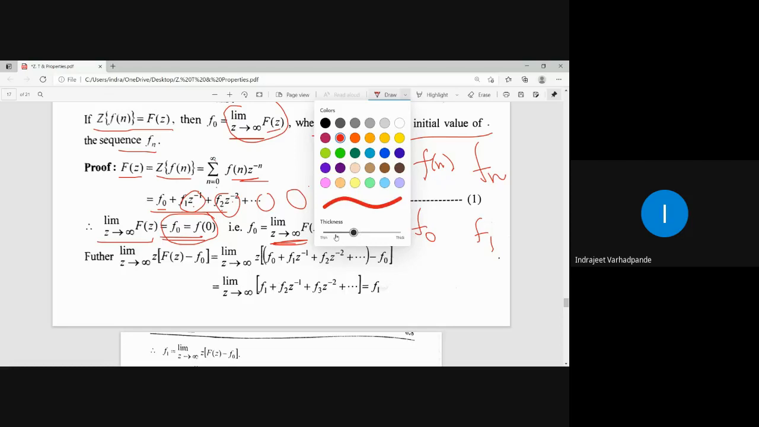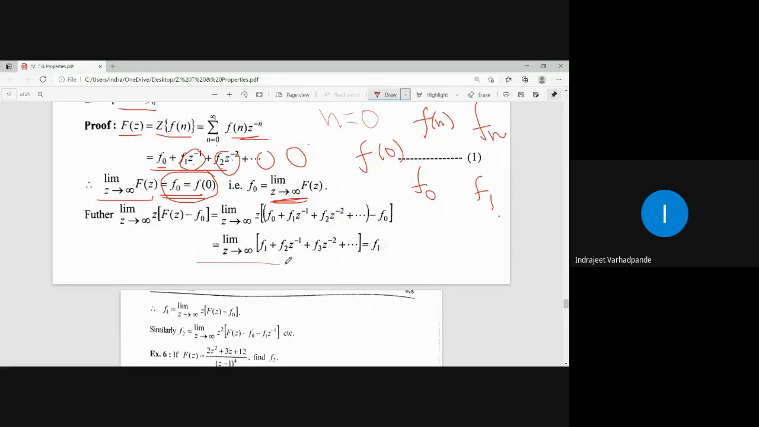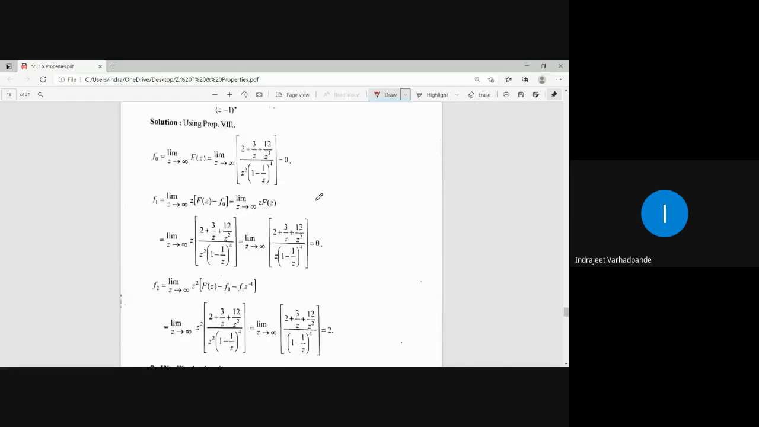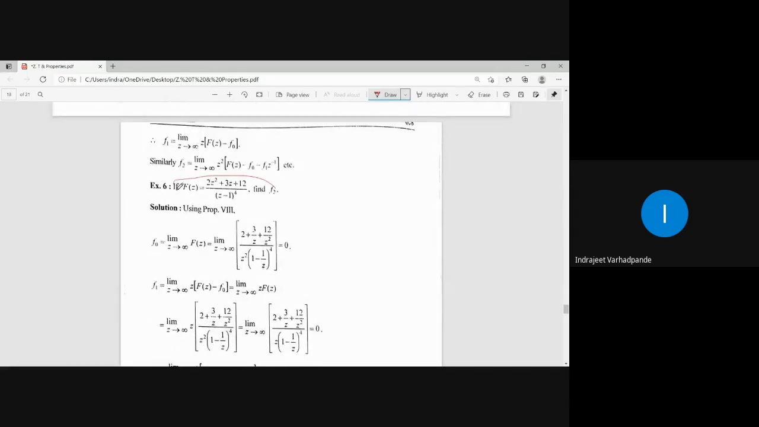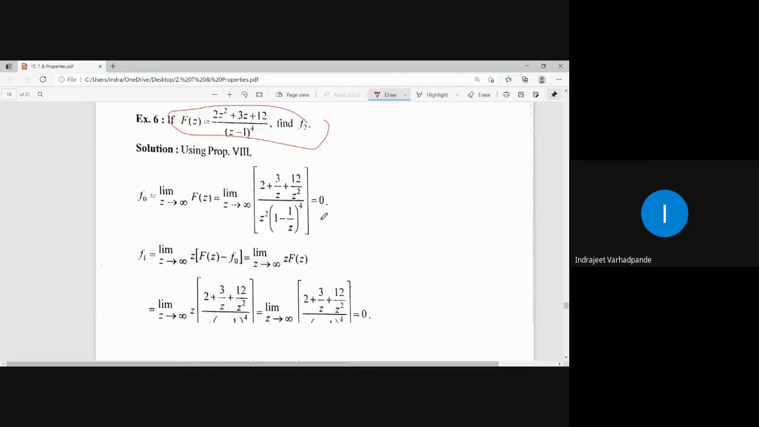Clear? So this is the initial value theorem, where you got the first term f0 as limit z tending to infinity of f of z. One of the examples wherein they have found the value, you can see later on.